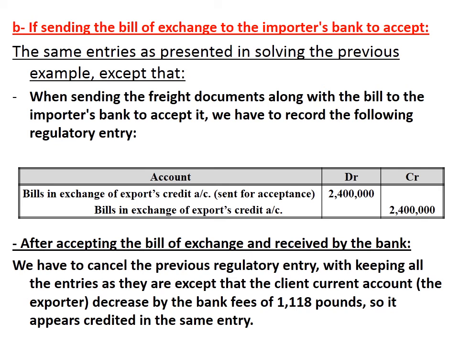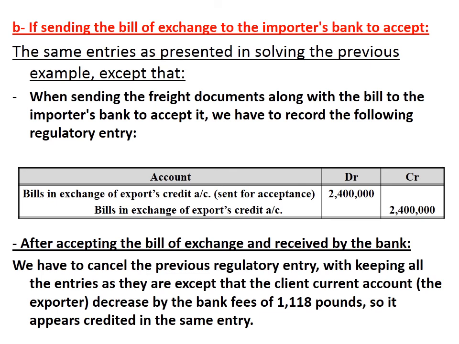Suppose the other requirement, if sending the bill of exchange to the importer's bank to accept it, the same entries as presented in solving the previous example number 4, except that when sending the freight documents along with the bill to the importer's bank to accept it, we have to record the following regulatory entry: bills of exchange of exports credit account sent for acceptance, bills of exchange of exports credit account 2,400,000, 2,400,000.